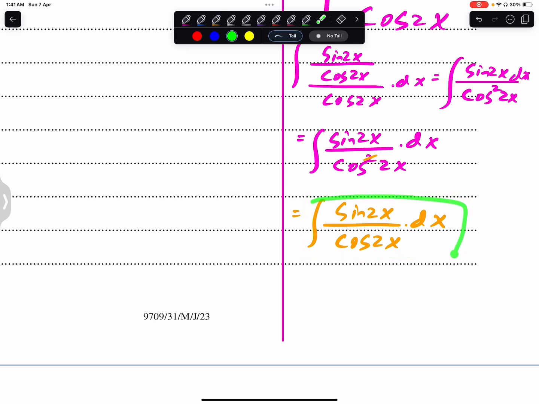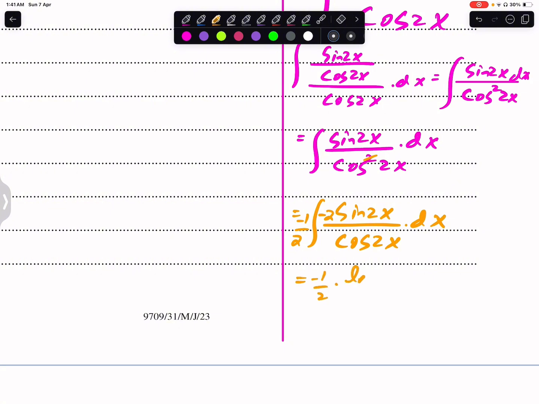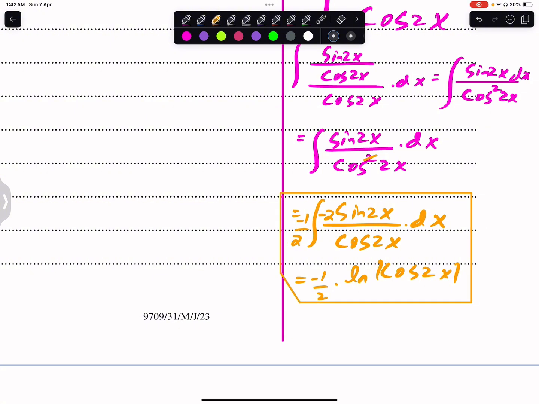Now this is exactly the formula: the derivative of cos 2x is minus 2 sine 2x, and sine 2x is given. So what you will do, you will adjust minus 2 and write outside minus 1 over 2. So minus 1 over 2 times natural log of cos 2x dx. Student, this is the integration in case of power 1. But in our question, we don't have power 1.